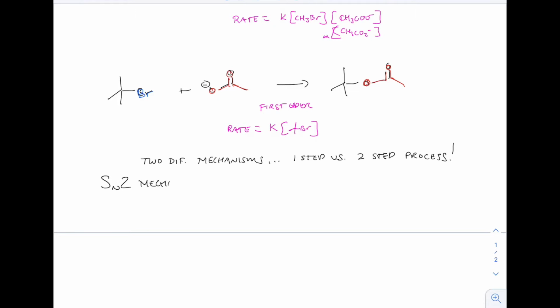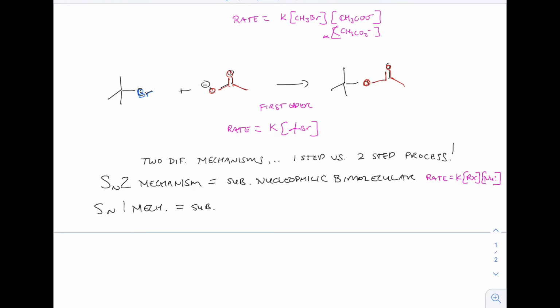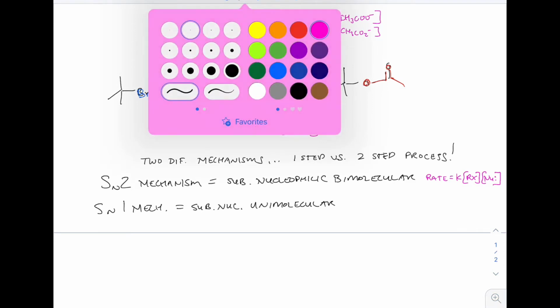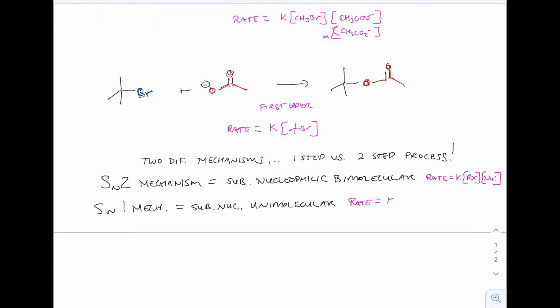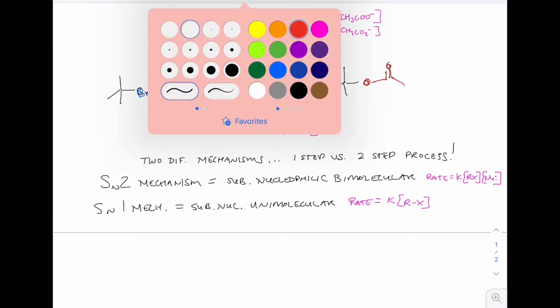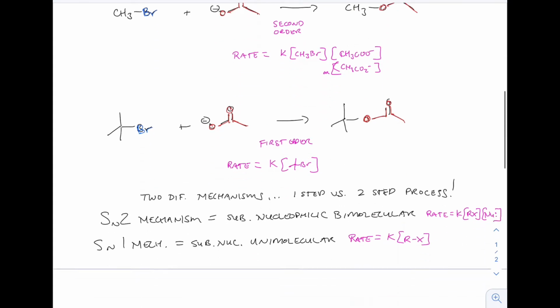Now we can categorize these as an SN2 mechanism, which is substitution nucleophilic, SN, and then bimolecular is what the 2 stands for. Okay, so what this means is that the rate is equal to K times the concentration of the alkyl halide, or the electrophile, times the nucleophile concentration. Okay, there's also the SN1 mechanism, which is substitution nucleophilic unimolecular. That's what the 1 stands for. Now, the rate is equal to K times the concentration of the alkyl halide only, or essentially the electrophile.